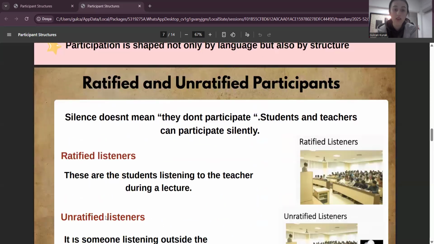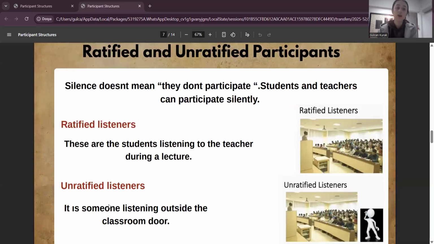And also we have ratified and unratified participants. In classrooms, sometimes students keep silent because they don't want to speak, but they listen. So silent doesn't mean they don't participate, or they don't know anything. Sometimes students and also teachers can participate silently. So we have ratified listeners. These are the students listening to teachers during a lecture. As you see in that picture, there are some students, they listen to their teacher.